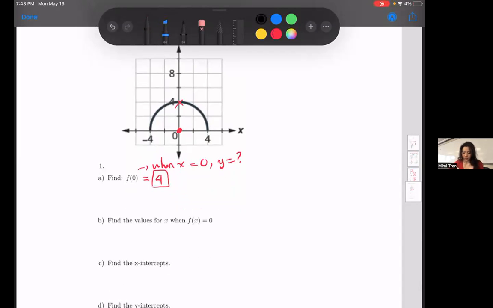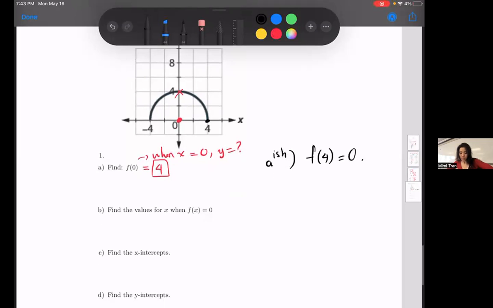Let me give you another one. What about f of 4? Can you tell me what the height is when x equals 4? Well, when x equals 4, 4 is right here. There's no height, the function is right at 4. So when x equals 4, the height is 0. So f of 4 equals 0. I hope you got the gist now.